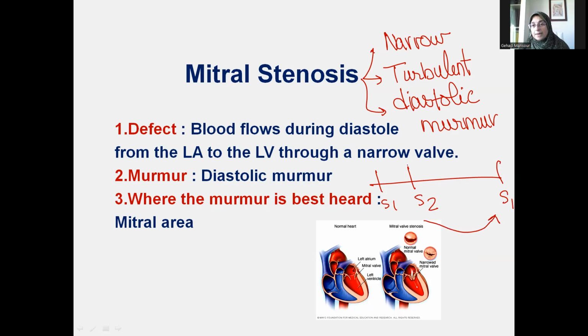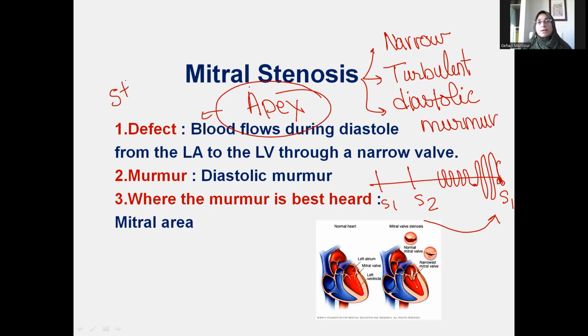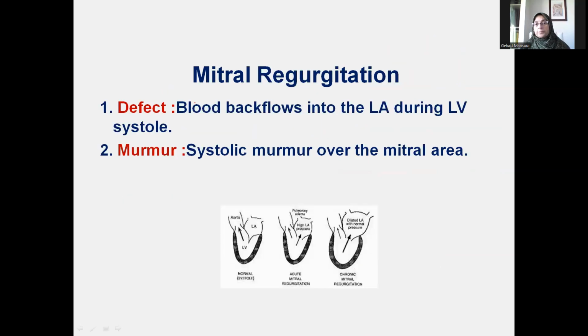In the longer diastole period, it is a mid-diastolic murmur with a pre-systolic accentuation, meaning that it increases just before a systole. The fourth characteristic of the murmur is that it is best heard at the apex, and it is not enough to say at the apex, but you should say in the fifth intercostal space, mid-clavicular line.